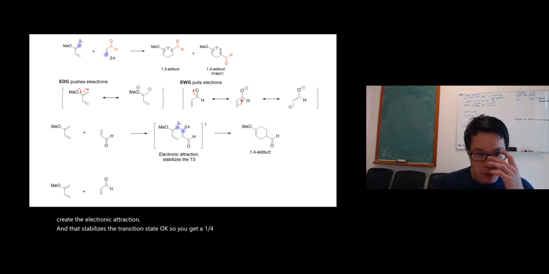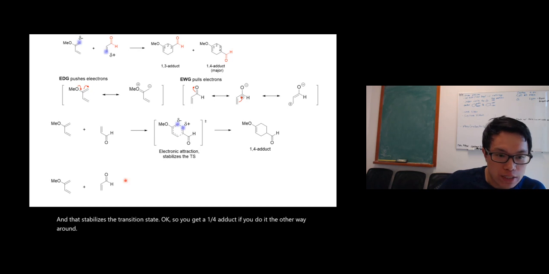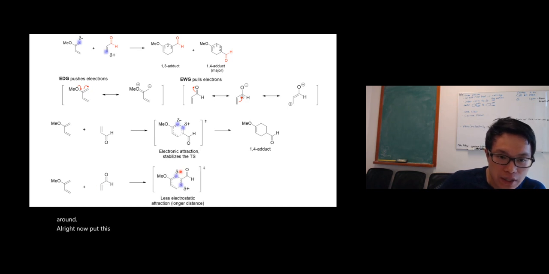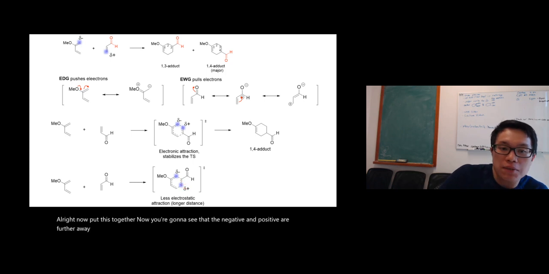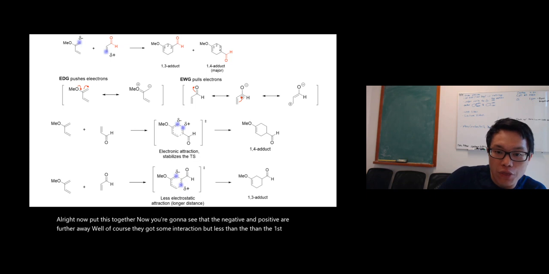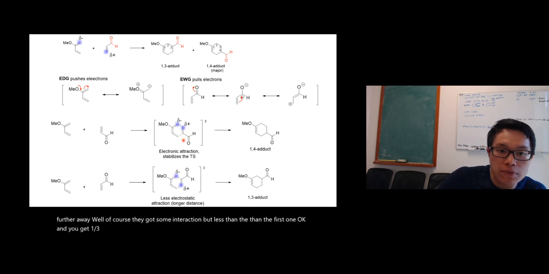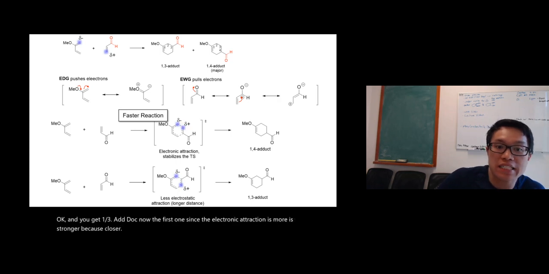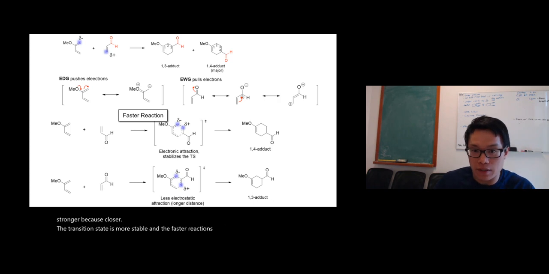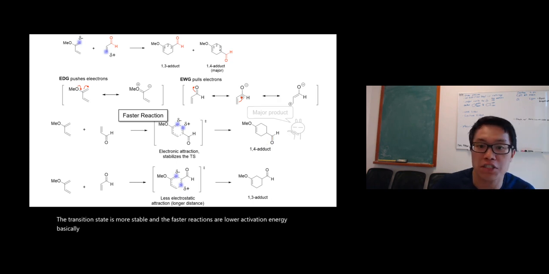If you do the other way around, now put this together. Now you're going to see that the negative and positive are further away. Well, of course, they have some interaction, but less than the first one. Okay, and you get the 1,3 adduct. Now the first one, since the electronic attraction is stronger because it's closer, the transition state is more stable, and the reaction is faster, so lower activation energy basically. So the 1,4 adduct is the major product.